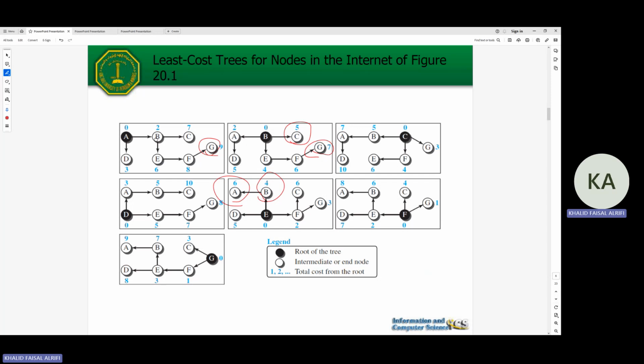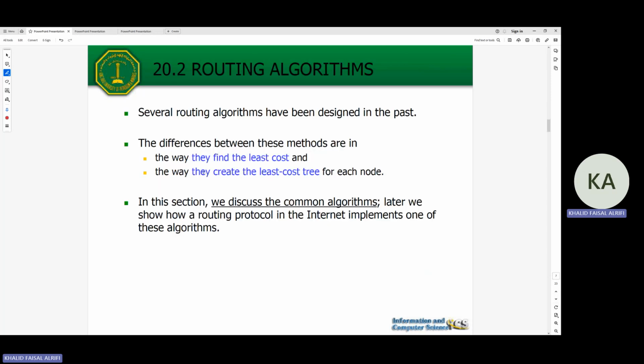So the neighbors will be directly connected. Then for each other node that's not directly connected, you will try to find which one is the least cost. Is it from A to D, then E, or is it from A to B, then E, which in this case is the second case, A to B, then E. You will count the weights and see each path. You will do this for all nodes. This is the concept here.